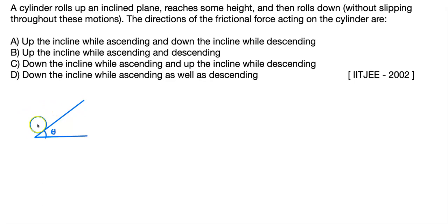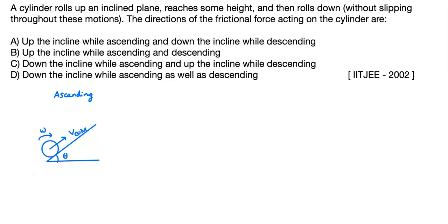So when it's rolling up, the center of mass of the cylinder is going to move in this direction, and the angular velocity is going to be in this direction, omega, and let's say V COM, velocity of the center of mass, right? And we want to know the direction of the frictional force acting on the cylinder while ascending and while descending, right? So let's create two cases. So this is when the cylinder is ascending, and we are going to have a similar case for when the cylinder is descending.